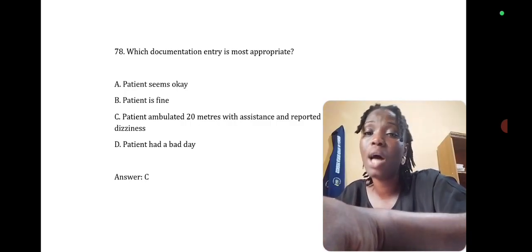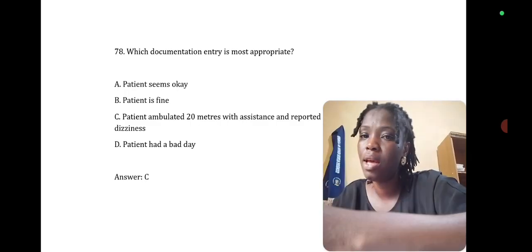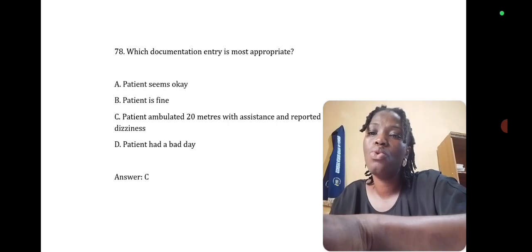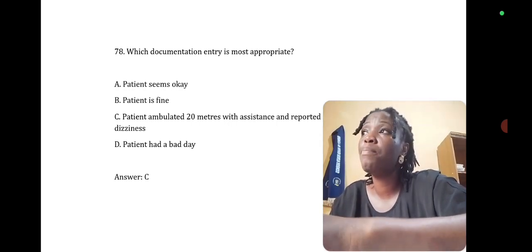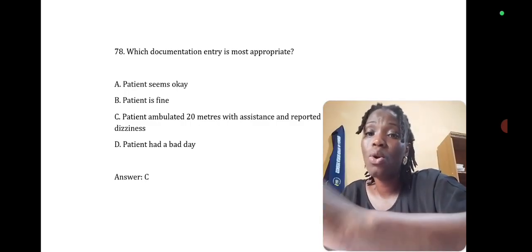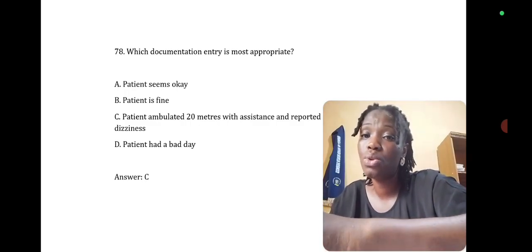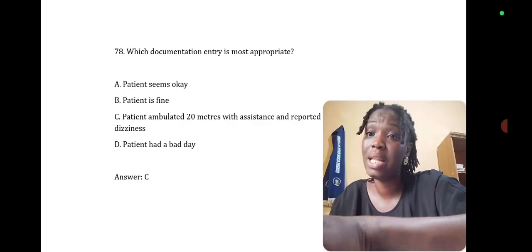Because of this dizziness, this one will be most appropriate for you to document or for you to report, because this dizziness could be as a result of many health problems. So documentation is as a result of what will be important for this patient that the doctor needs to know, so that they can reassess this patient and check if there are other underlying problems that they missed.